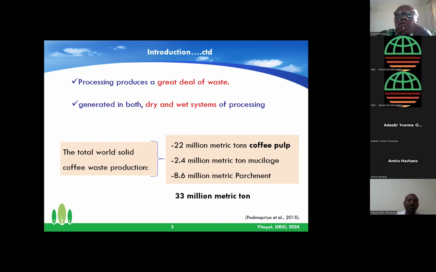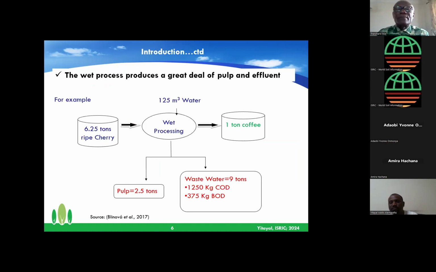There is also a great deal of waste while processing coffee, in both the dry and wet systems of processing. For instance, the total world solid coffee waste production is 33 million metric tons. This is only the solid one. What about the liquid one? To produce 1 ton of coffee, the byproducts are pulp at 2.5 tons and wastewater at 9. When we see the chemical oxygen demand and the biochemical oxygen demand, you can see the figures: about 1,250 kg of chemical oxygen demand and 775 kg of BOD. So this is organic waste. We have that.